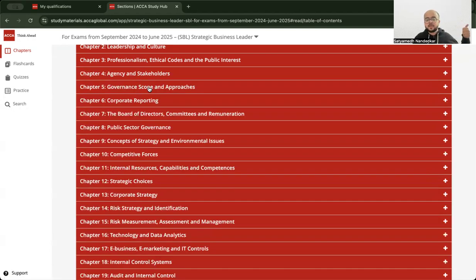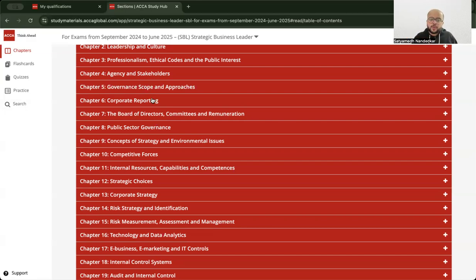We'll then discuss governance scope and approaches. When I say governance, I'm talking about corporate governance, which you discussed in AAA in case you had taken AAA as one of your papers. But there you were looking at corporate governance from an auditor standpoint. Here you are looking at corporate governance from the standpoint of a business owner, a leader, somebody who is going to run the business, not someone who is a compliance specialist or an auditor.